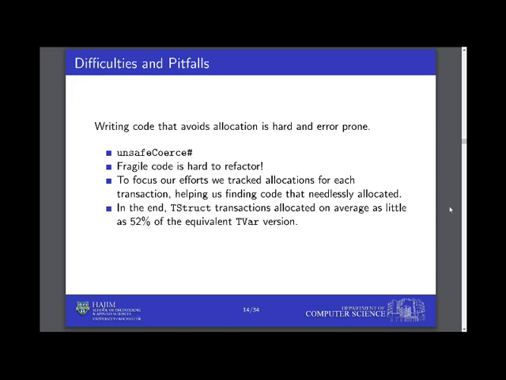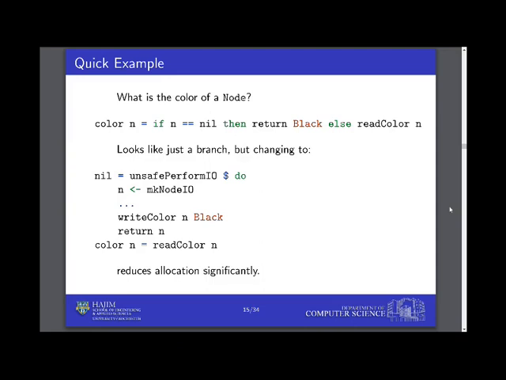And in the end, we did successfully achieve what we hoped. T-Struct reduced the amount of allocation in transactions and reduced the total memory footprint of the data structure. So that wasn't the case with the first round of code that we wrote. We had to go through a long refinement process to get there.